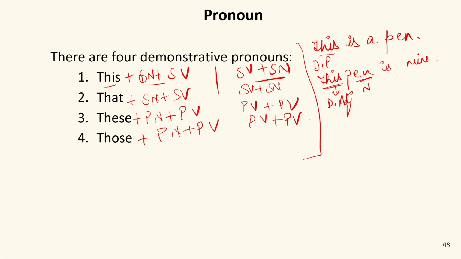Those are used for more than one person or thing which are far away from us. For example, those are stars which are shining brightly. Those are the mountains. So the things which are beyond our sight, the things which are far away from us, to indicate those things, we use the word those.